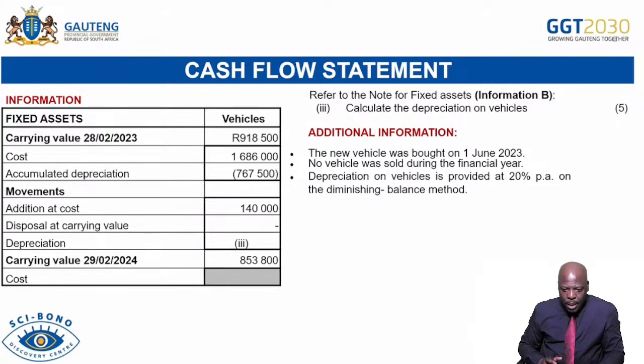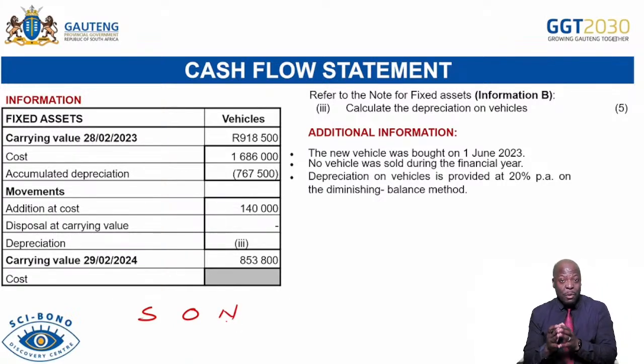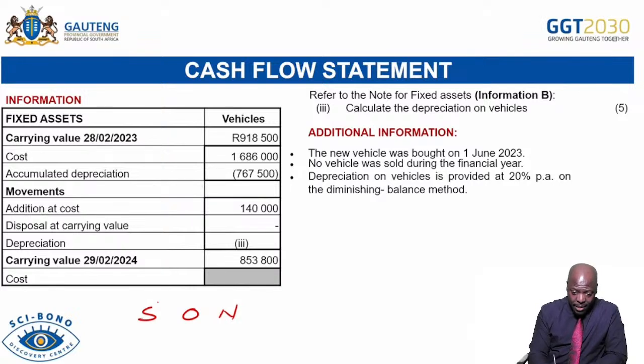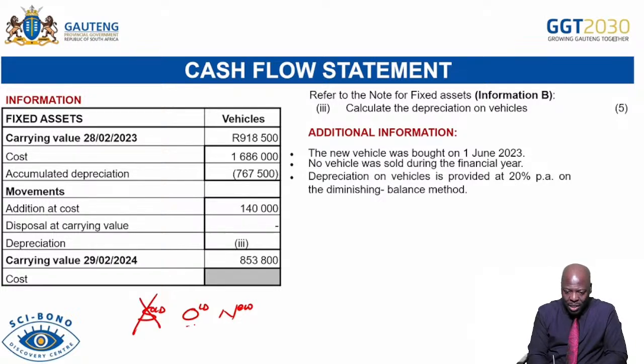Okay, now, once we're calculating depreciation, I cannot forget to emphasize the calculation of depreciation on the SON. When you calculate depreciation, you remember the SON. The S stands for your sold. The O is your old. And the N is your new. So you calculate for the three: the sold, old, and the new. In this case, we do not have the sold. So we just have the old together with the new.